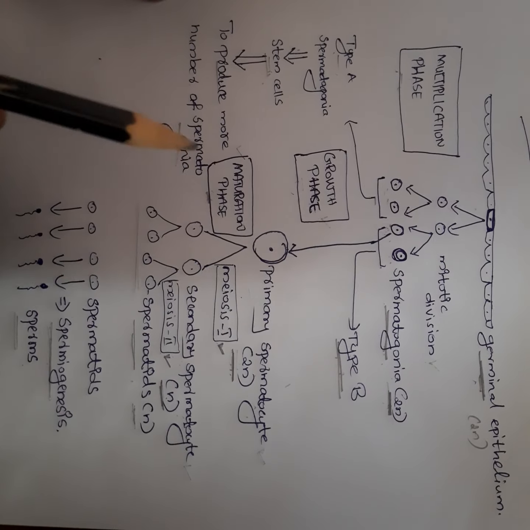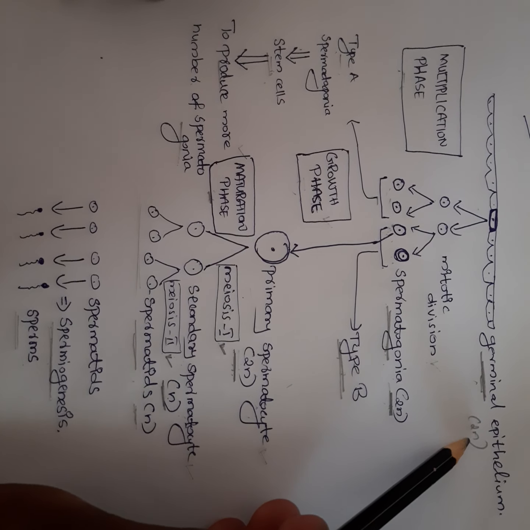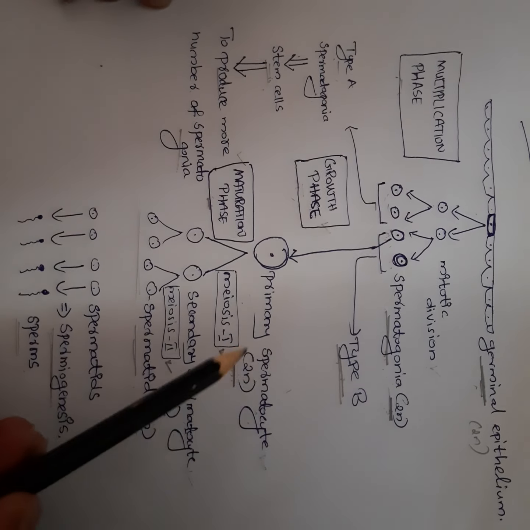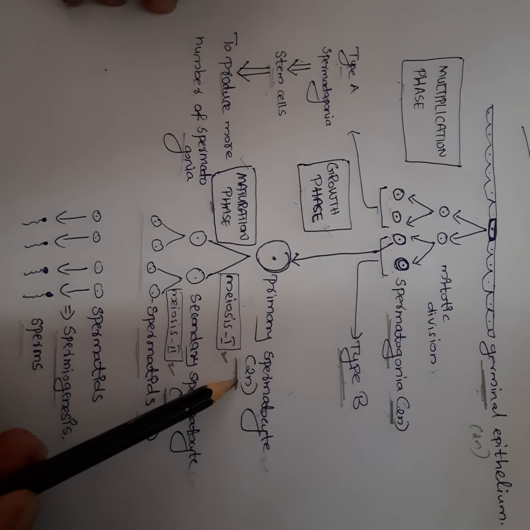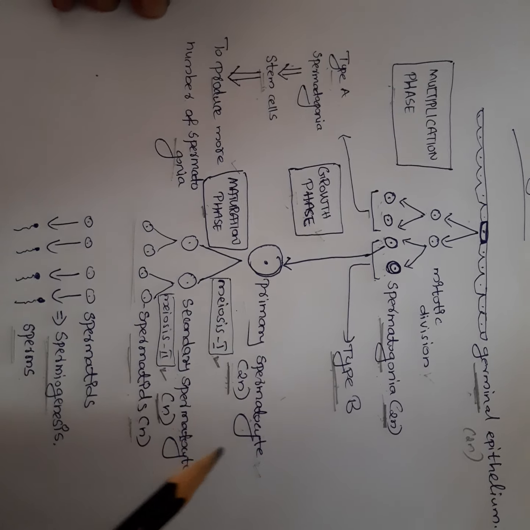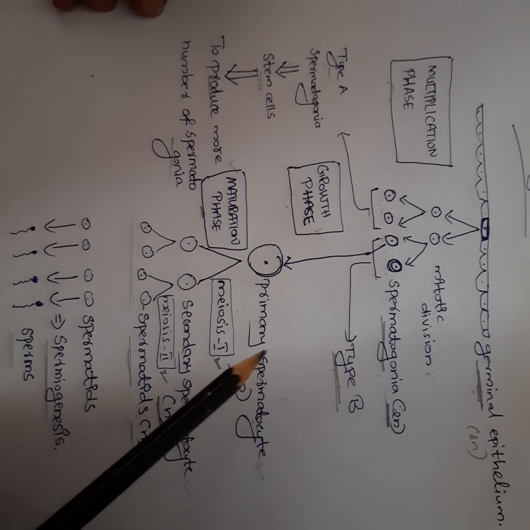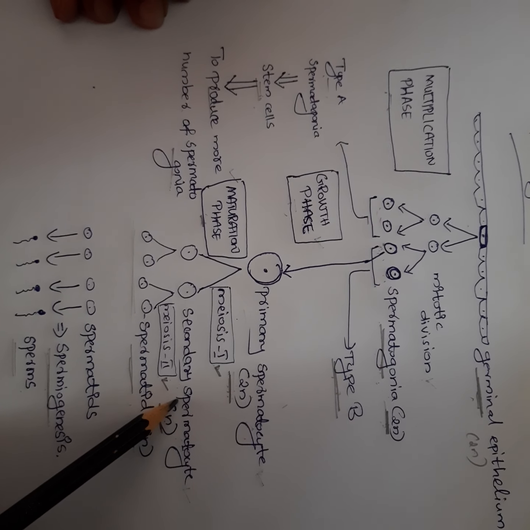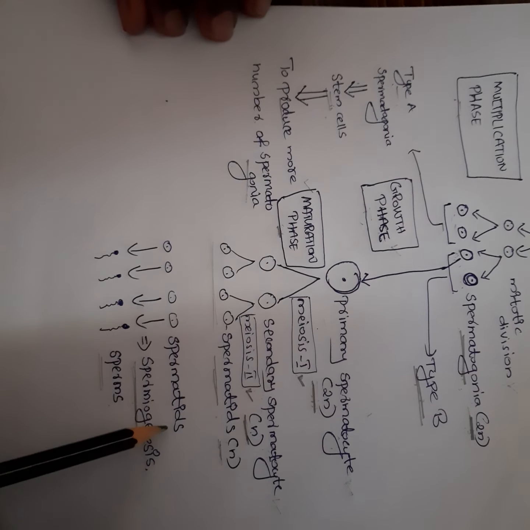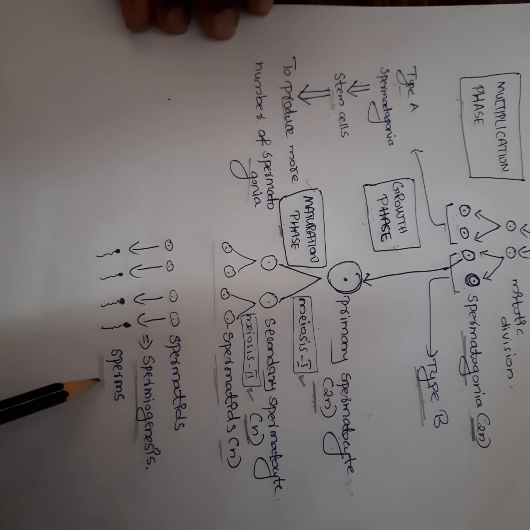Then I'm mentioning the most important points: germinal epithelium is diploid, spermatogonia are again diploid, primary spermatocyte is again diploid, but secondary spermatocyte and spermatids are haploid. You also need to remember this sequence: germinal epithelium, then spermatogonia, then primary spermatocyte, secondary spermatocyte, and spermatid. After that, these spermatids will undergo spermiogenesis and form sperms.